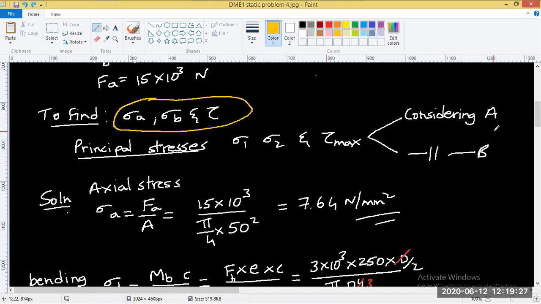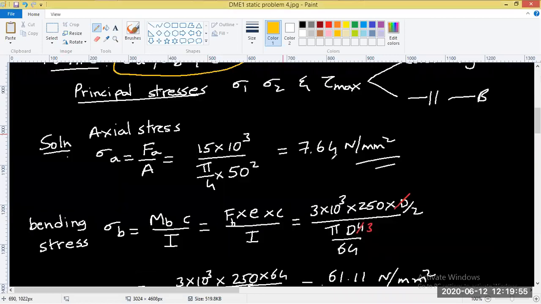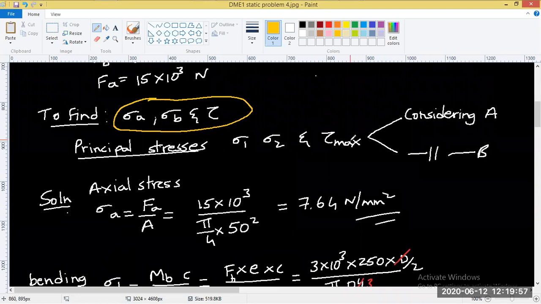If you see here, there are two areas: section A here and B. Because of the bending load, A is tensile and B is subjected to compression. Also, we don't know how it will behave with the applied torque. So to know the behavior exactly, that's why we are finding the principal stresses, as per the given question.